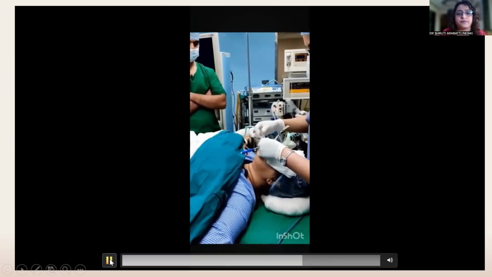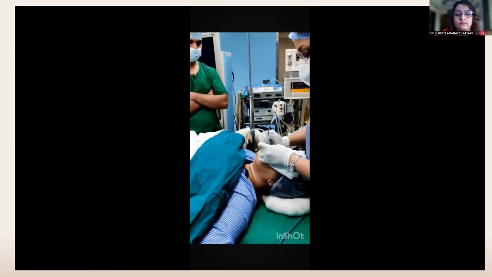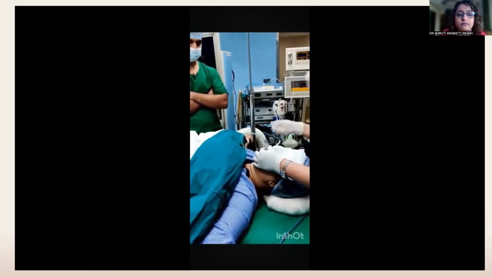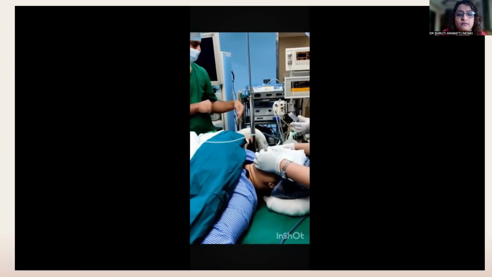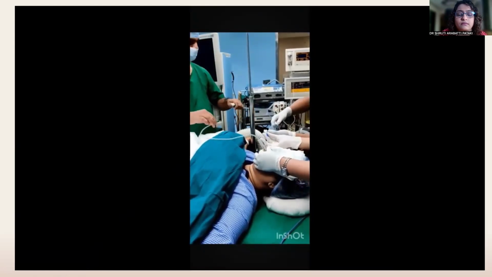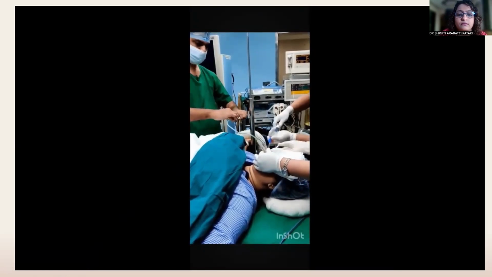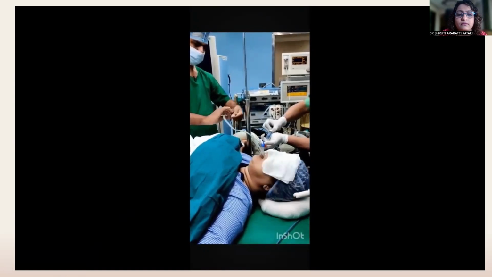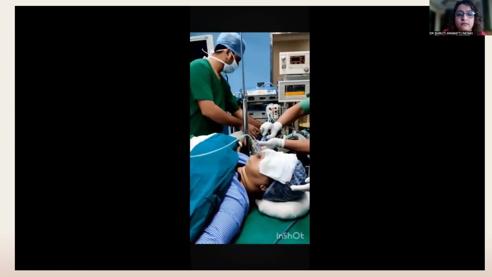Once the Ryle's tube is in place, the metal introducer can be gently removed along the curvature of the LMA. Now inflate the cuff with the recommended volume of air as printed on each LMA. Make sure the intra-cuff pressure is less than 60 centimeters of water.